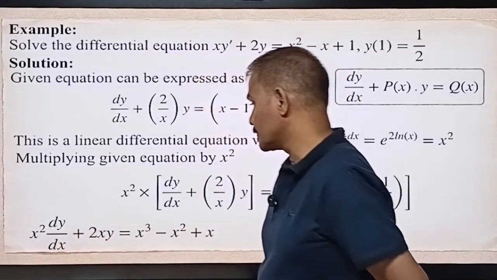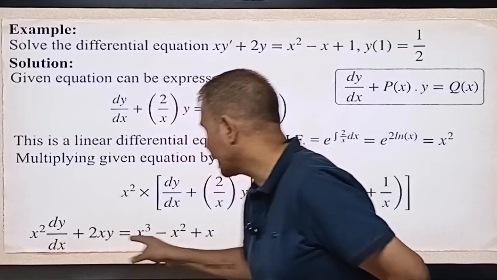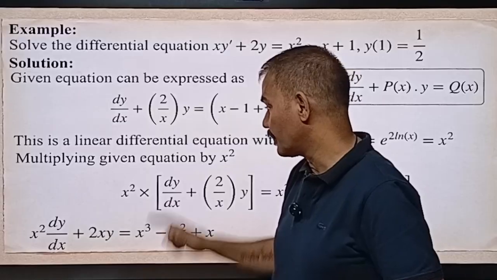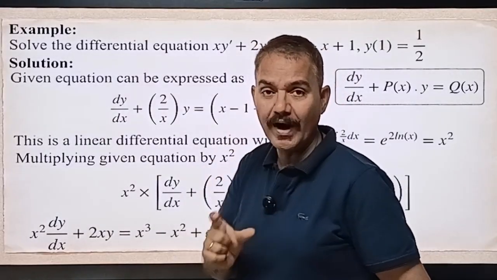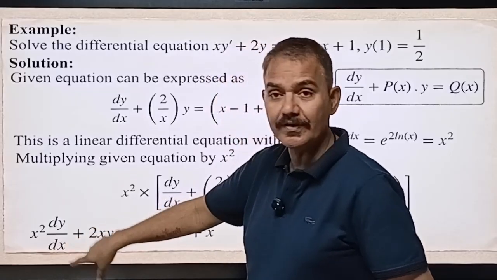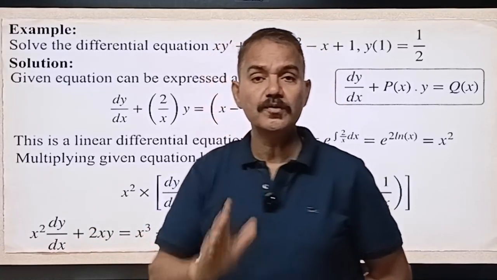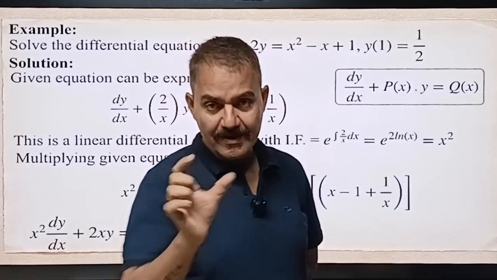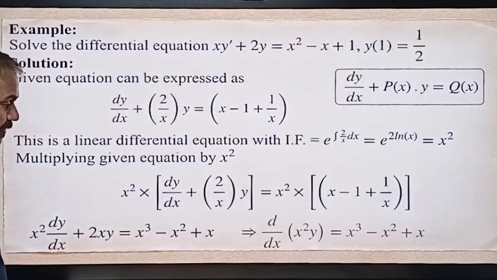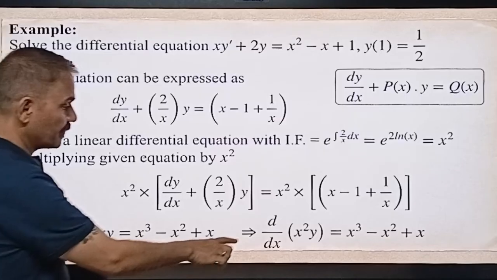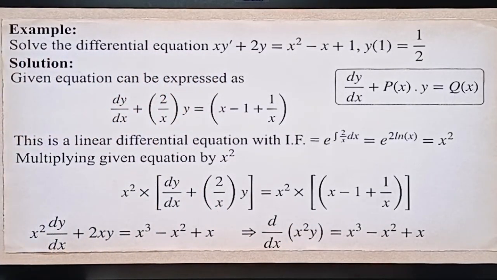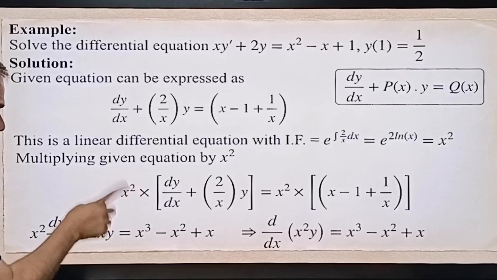If you look at this closely, x squared dy by dx plus 2xy is the derivative of x squared times y. When you differentiate x squared y by the product rule, you get this thing. It always becomes the derivative of y times the integrating factor. So can we rewrite this as the derivative of x squared y is equal to x cubed minus x squared plus x, right? So now what is the next step?